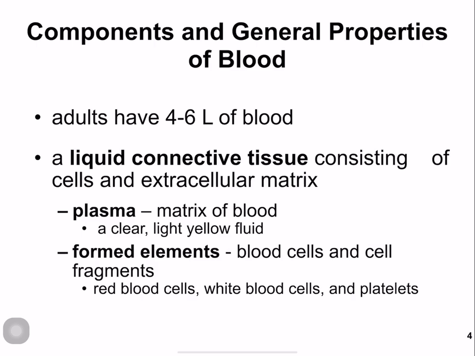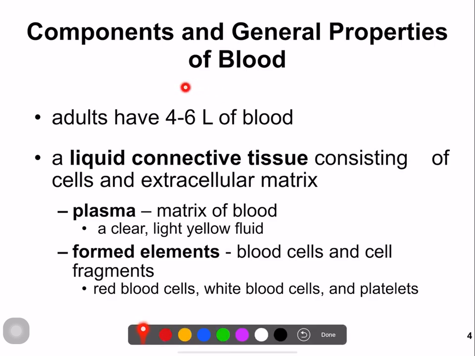When we start looking at blood, we can see that on average there's about 4 to 6 liters of blood in a typical person. Histologically, it's basically a liquid connective tissue. And of course, any tissue has both cells and an extracellular matrix. So let's have a look at those components.